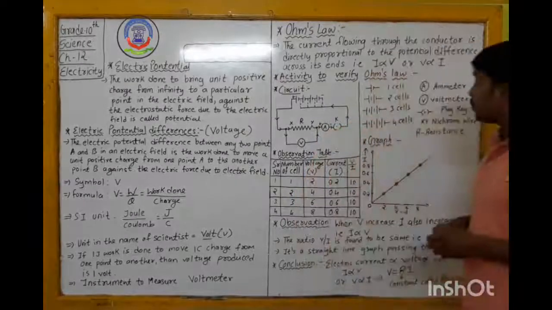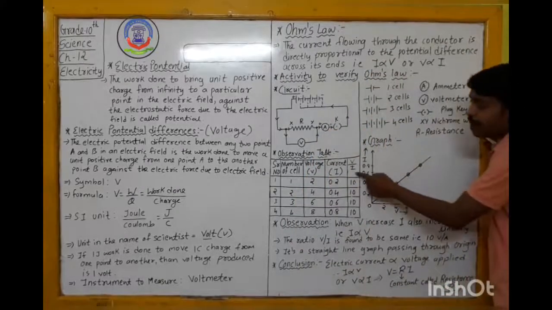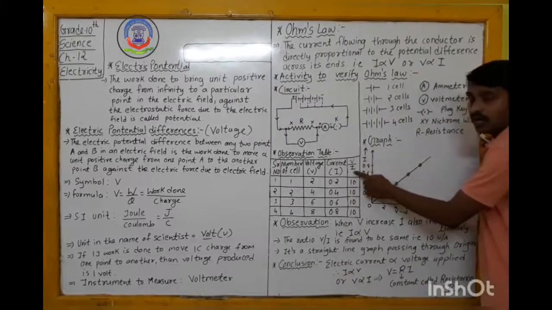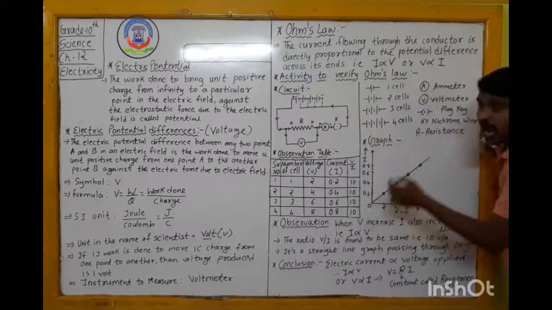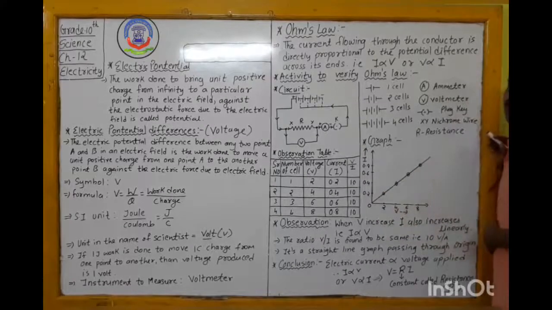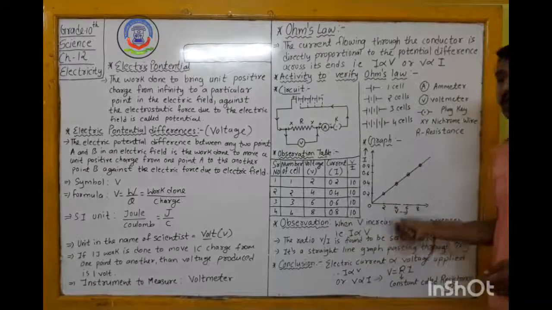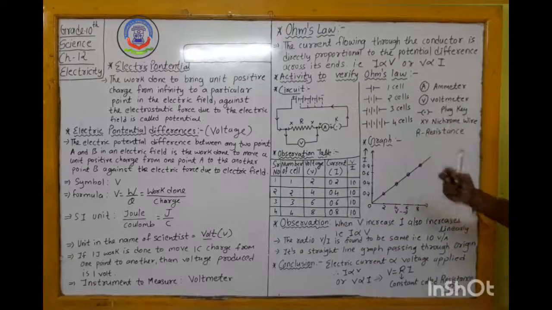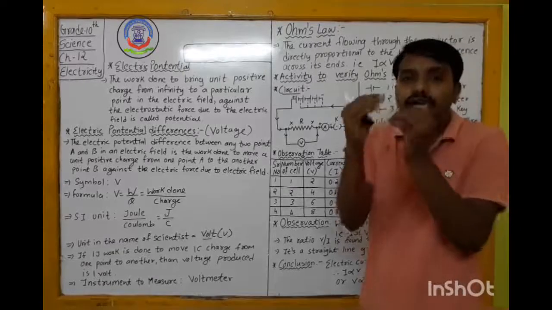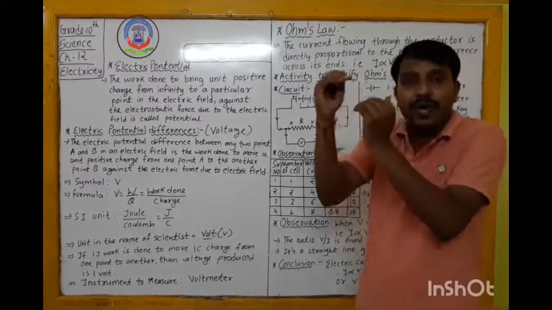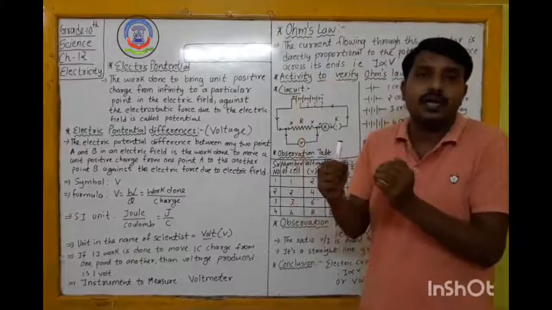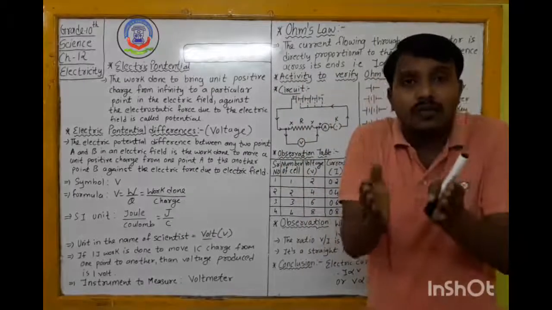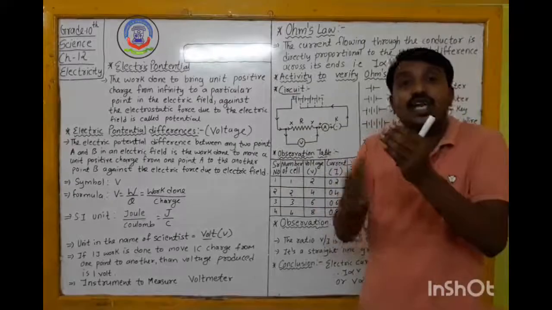And if we calculate the V by I ratio, that is the voltage upon current ratio, for each of these cells, you can see each and every time I am getting the same value of V by I ratio. So what is the observation? What we observe during the course of this activity is that when we increase the voltage in a constant amount in the circuit, the current flowing through the circuit is also changing accordingly.